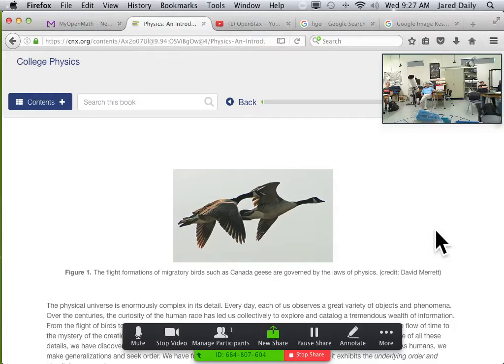Their wings go, let's see, they move, I can't remember if they move faster. I think they move faster than they should.